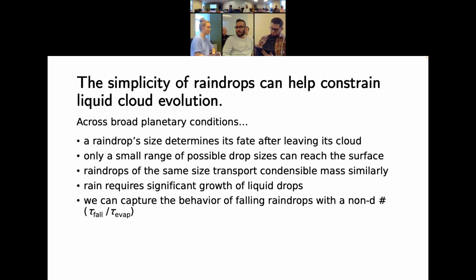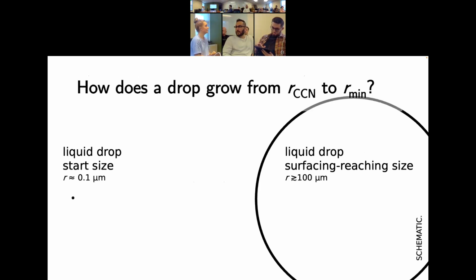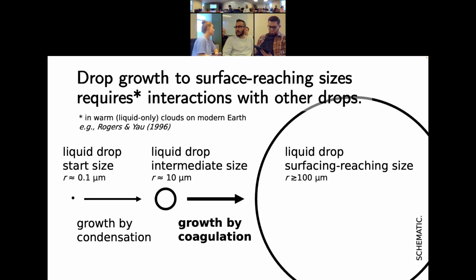Cool. Okay. So with that, I'll lead into the next part, which is how do we go from thinking about these generalized planetary atmospheres to modern Earth. This is motivated by the next question, which is how do we grow the drop from these CCNs into this threshold size? At least on modern Earth, we know that drop growth to these sizes requires, in liquid-only clouds or warm clouds, interactions with other drops.